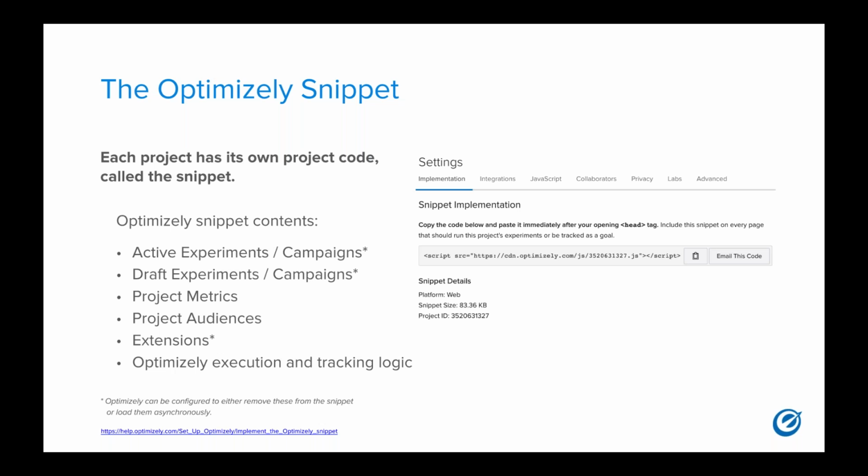So how does this work? In order to run an experiment with Optimizely, you need to include a snippet on your site. And the snippet contains all the information about how the experiment should run. Once you put this snippet in your HTML page, it contains all sorts of things: the active experiments, draft experiments, the metrics you want to track, as well as the audiences that you want to target. It also contains extensions, which we'll dive into in a little bit, as well as the Optimizely logic. And you can find this snippet in your settings page within Optimizely.